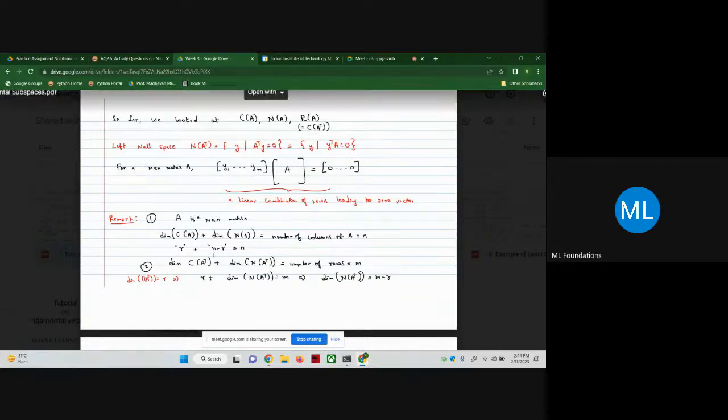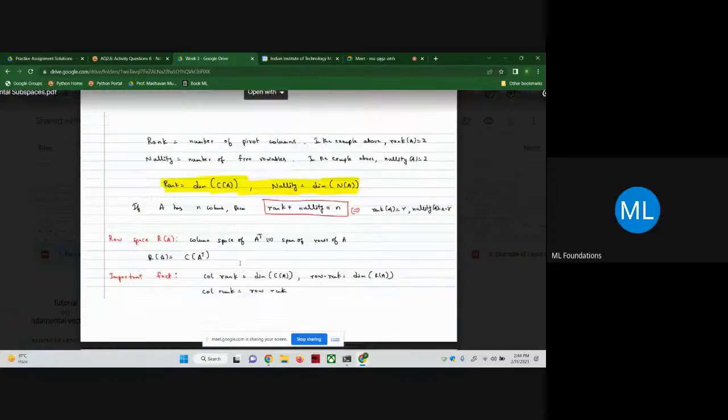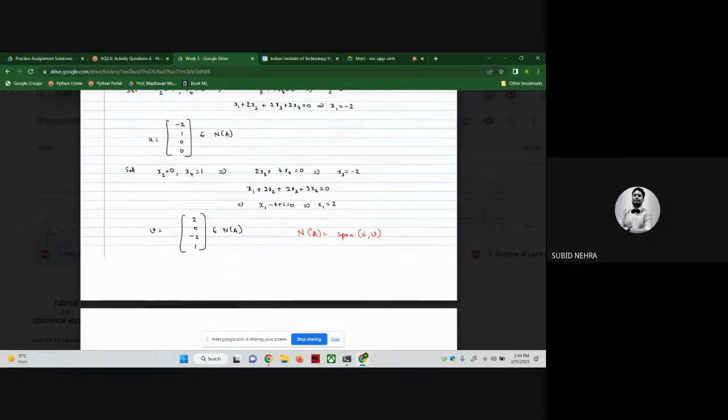I previously did not understand the left null space, sir. You're going too fast, sir. You did not understand what this dimension is? Yes, sir. Okay. Previously we said the null space of A is a span of u comma v, right? Here u and v are two independent vectors. So the dimension of null space of A will be equal to 2.